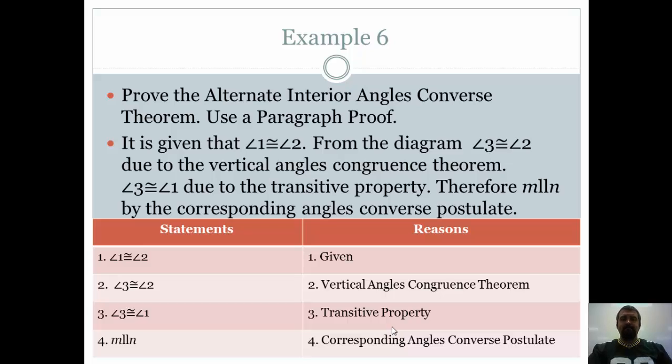Well, it's your choice at this point, unless specifically stated in a problem, whether to use a paragraph proof or a 2-column. Personally, I like 2-column for geometry. I think it's a pretty nice format. However, paragraph proofs will prepare you better for something in college.